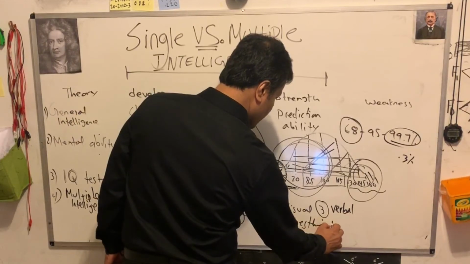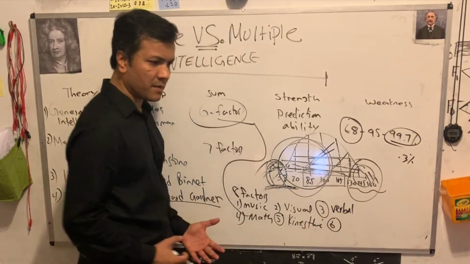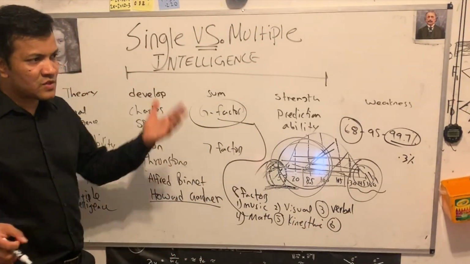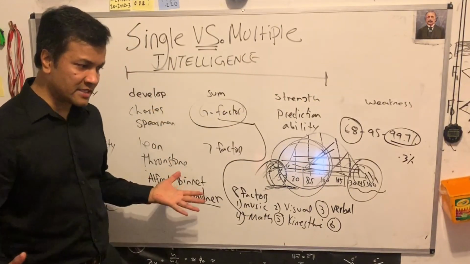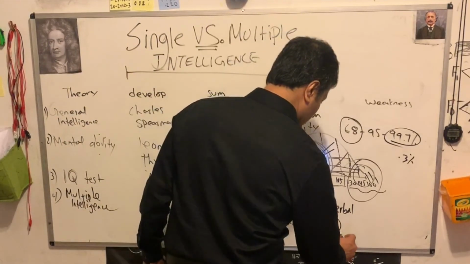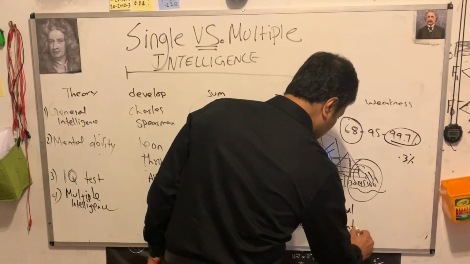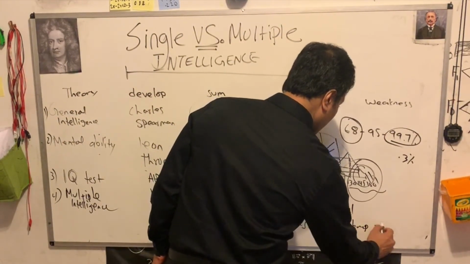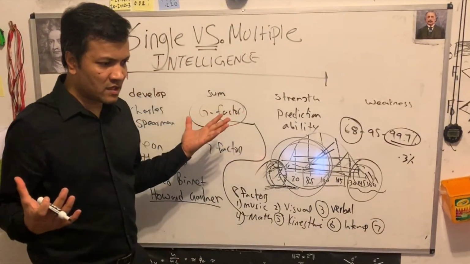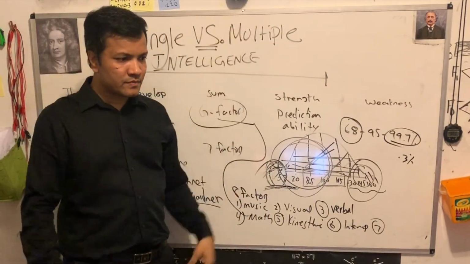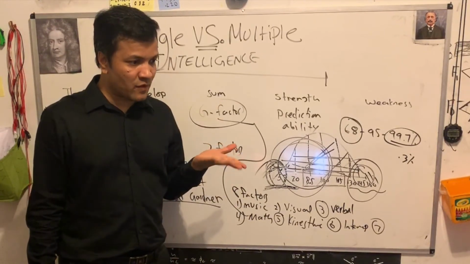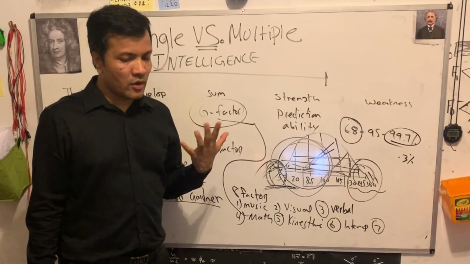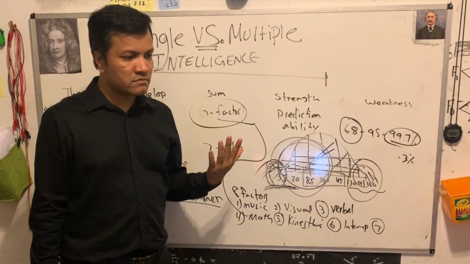And number 6, interpersonal, meaning you have empathy. If you see someone dying and you say, I'm sorry, so you are intelligent. I don't know what's wrong with Howard Gardner. Number 7, intrapersonal. You understand your emotion. For example, how to work with other people. No, you understand your emotion.